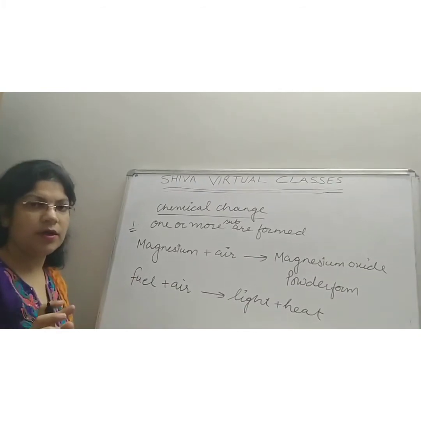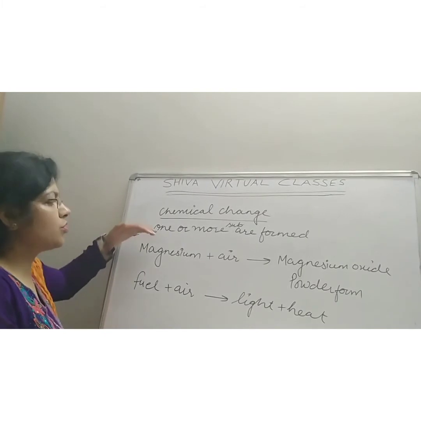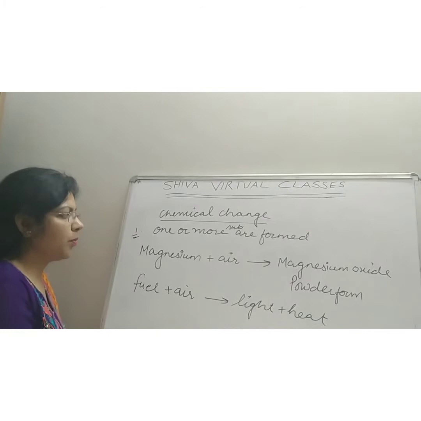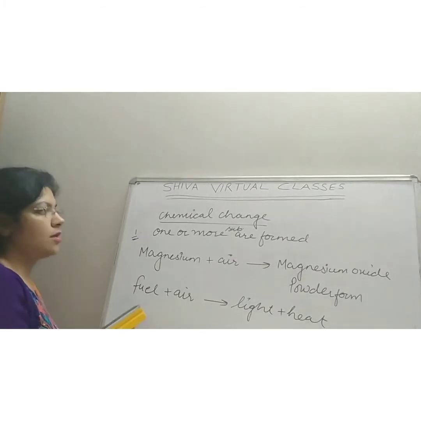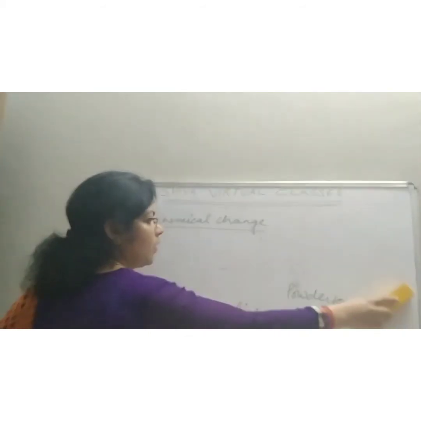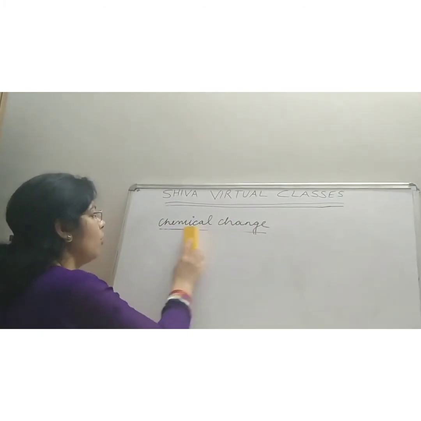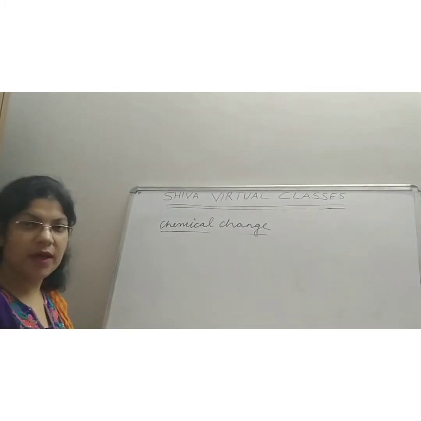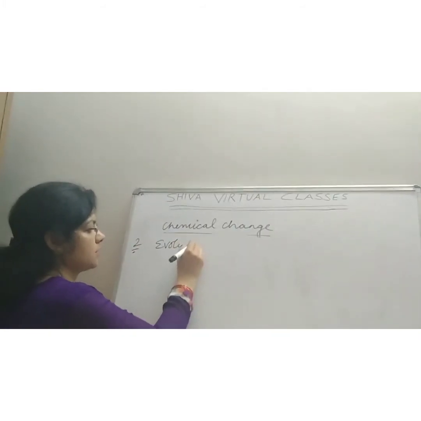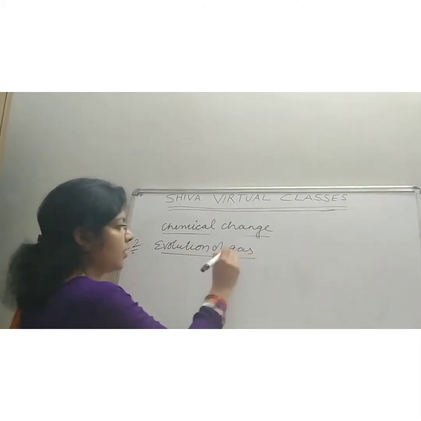So the first property to check whether the substance undergoes chemical change is to check the formation of one or more new substances. The next property to check whether the substance undergoes chemical change is evolution of gases. For this, you can also do the activity, or we can also prove it experimentally that in chemical change the evolution of the gases will take place. For this, you can do the experiment.